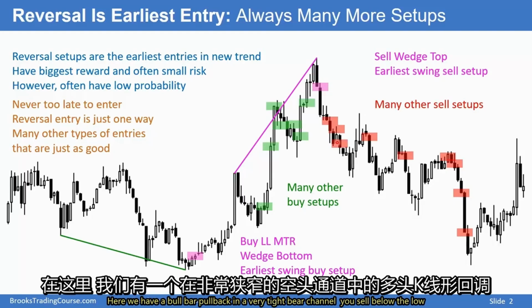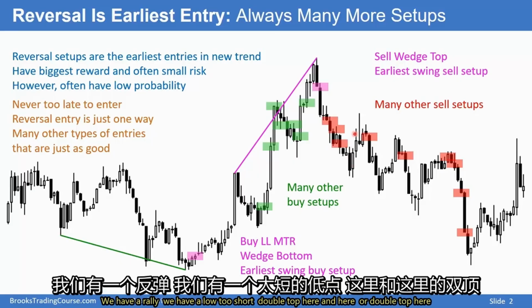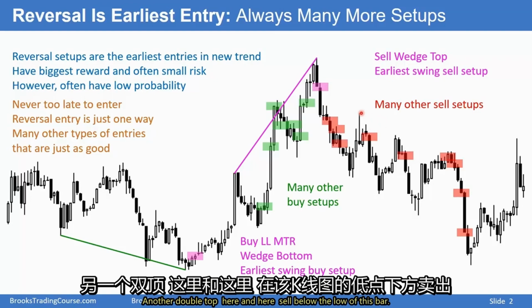Here we have a bull bar, pullback in a very tight bear channel. You sell below the low of that bar. We have a rally. We have a low 2, double top here and here. Sell below the low of that bar. Another double top here and here. Sell below the low of this bar.